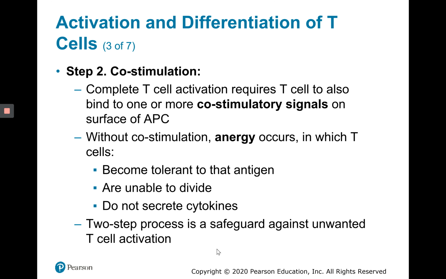Step two, the co-stimulation, is going to be required for the complete T cell activation. It would require the T cell to also bind to one or more co-stimulatory signals. A common co-stimulatory signal is a B7 protein. The co-stimulatory signals are generally located on the antigen presenting cell. Without the co-stimulation, anergy, which is essentially shutting down of the T cell, would occur. It would cause the anergic T cell to become tolerant to that antigen, unable to divide, and it would not secrete cytokines.